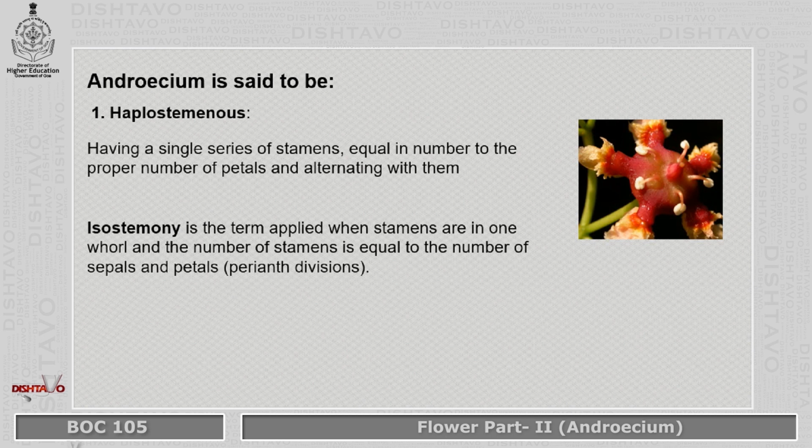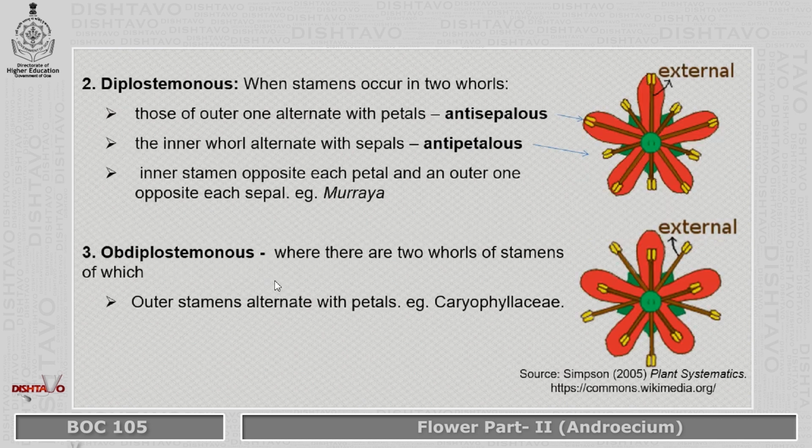Haplostaminous condition: we have a single series of stamens, or the stamen number is equal to the number of petals, and the stamens are alternating with the petals. Isostemony is the term applied when the stamens are in one whorl and the number of stamens is equal to the number of sepals and petals. So here the stamens are equal to the sepals and petals added together, that is, the number is equal to the perianth divisions. Diplostaminous condition is when, after isostemony, the stamens occur in two whorls.